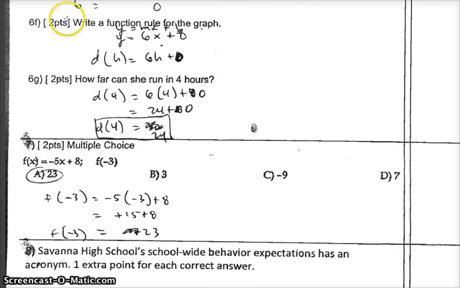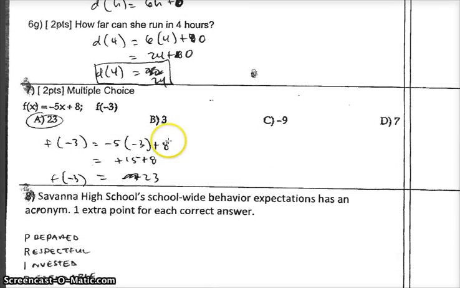Question 6G, how far can she run in 4 hours? Well, distance is a function of hours, so if you have 4 hours, every h value I'm going to substitute in 4. Here's an h value, I'm going to substitute in 4. 4 times 6 is 24, I add that to 0, so in 4 hours she can run 24 miles.